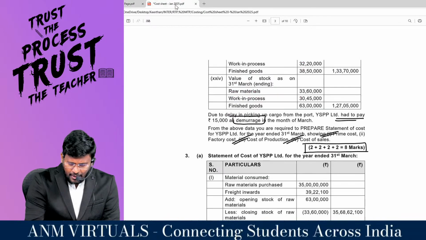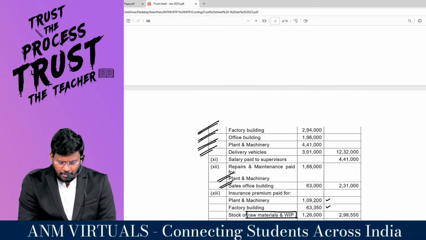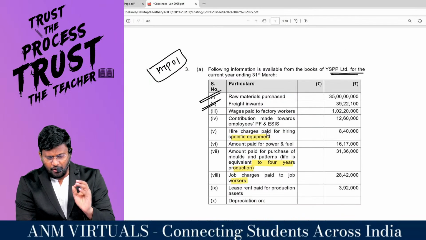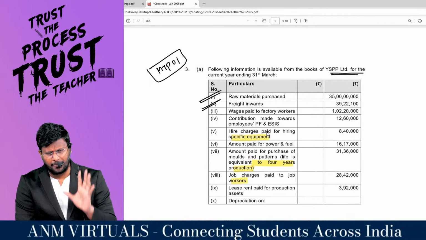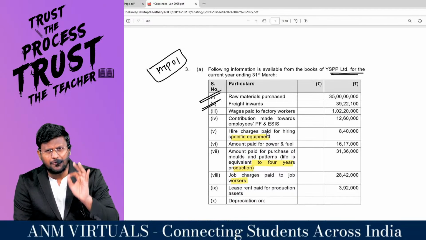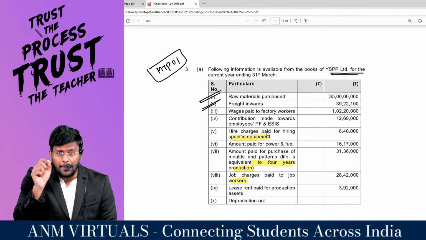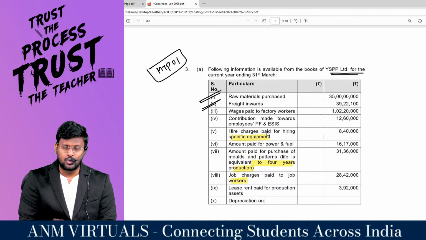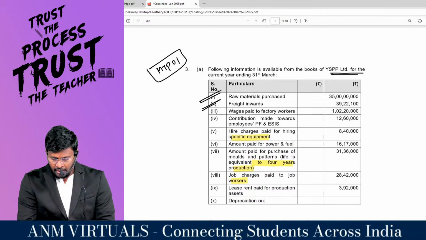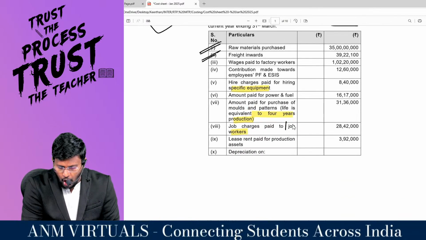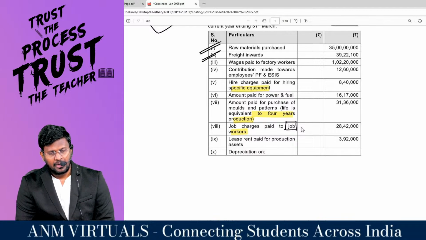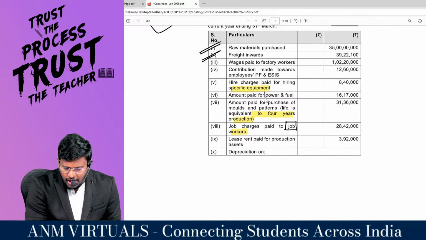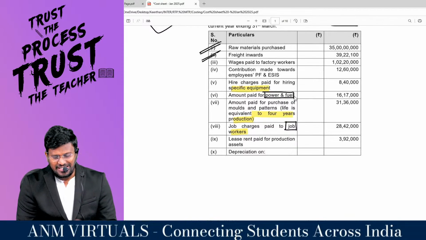Sir, can you give some examples? For example, my dear lovable students, in this question itself, hire charges paid for hiring specific equipment. If that word specific is there in this question, it is for that particular job. Without that, I can't manufacture. So it's a direct expense. Then job charges paid to a job worker is a direct expense, my dear lovable students. Amount paid for power and fuel is a direct expense.